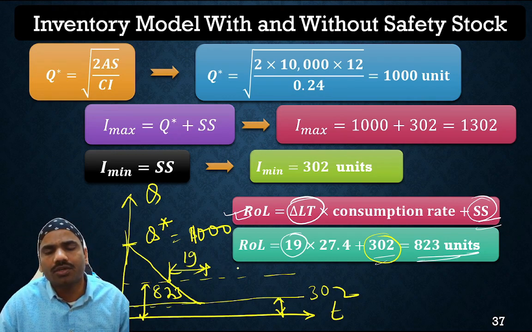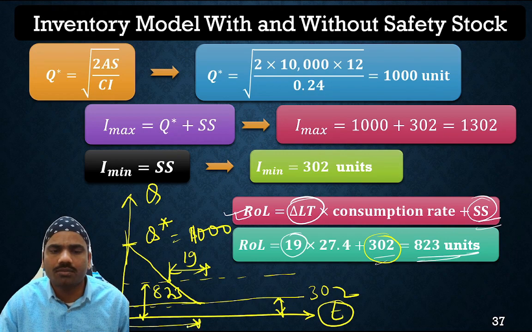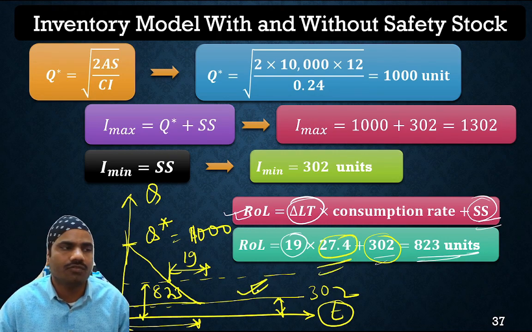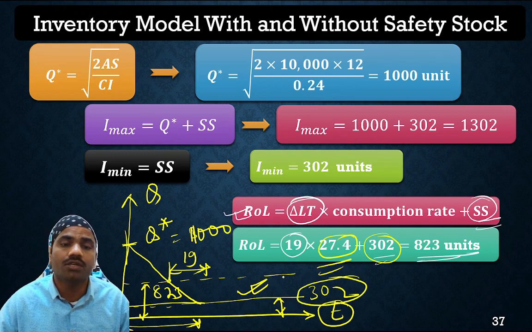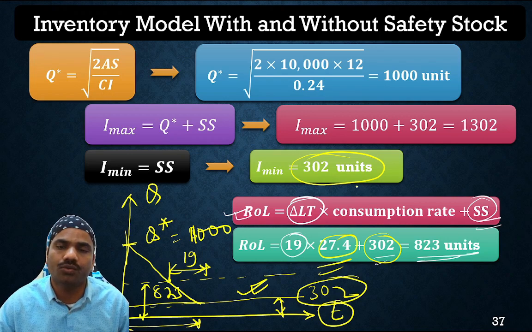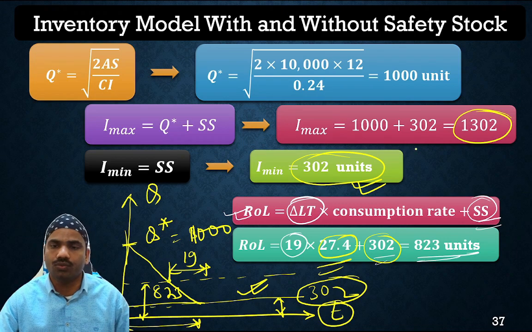So this is the diagram, the plot for the economic order quantity and time. This will be the complete consumption time, with a consumption rate of 27.4. So this is the diagram for the inventory model with and without safety stock. If you are maintaining a safety stock of 302 units, you have a minimum inventory of 302 all the time, so you have to pay carrying cost on 302, and the maximum inventory you have is 1302.